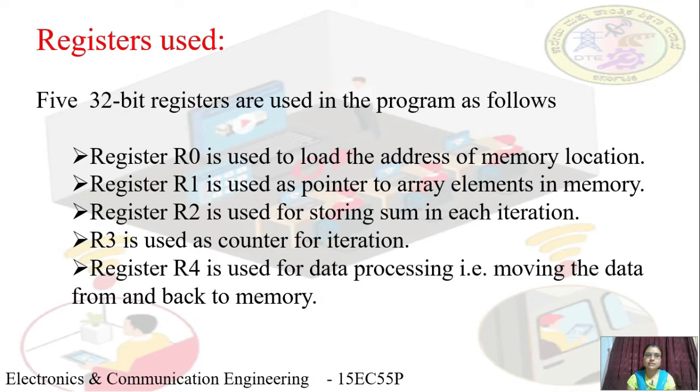Let us see what registers are used in this program. Here five 32-bit registers are used as follows. Register R0 is used to load the address of the memory location, and register R1 is used as a pointer to array elements in memory. Register R2 is used for storing the sum in each iteration. R3 is used as a counter for iteration, and R4 is used for data processing, that is, moving the data from and back to the memory.